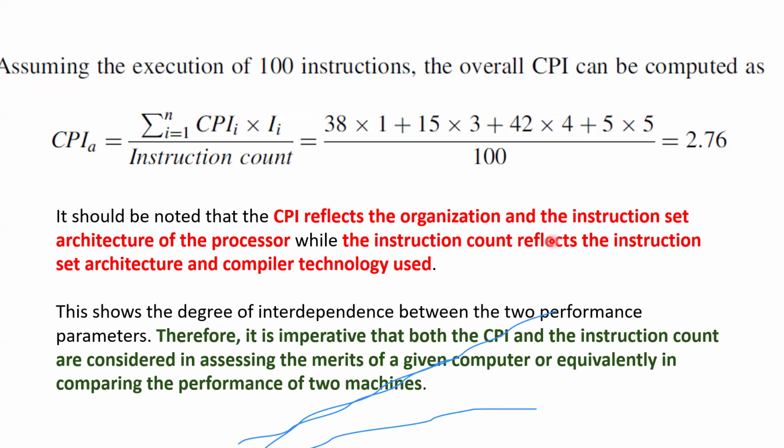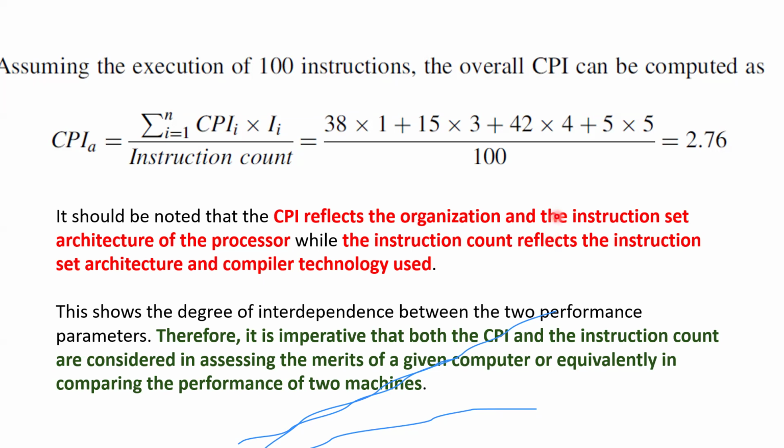So this shows the degree of interdependence between the two performance parameters. Therefore, it is imperative that both the CPI and the instruction count are considered in assessing the merits of a given computer, or in comparing the performance of two machines.